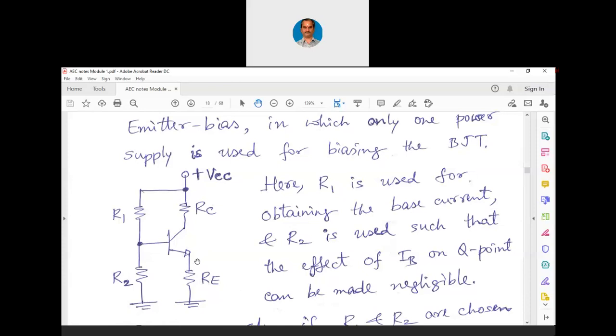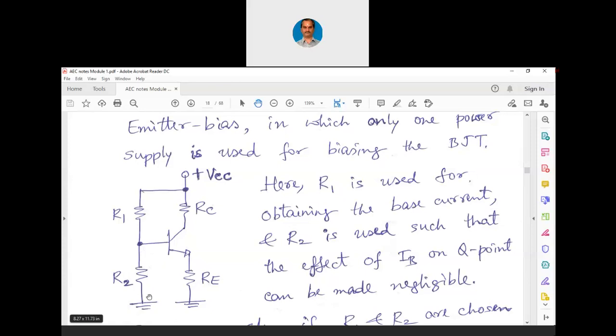Transistor will remain in active region. That was the advantage of RE. Now why are we including R2 now? We are including one more resistance from the base to ground, that is called R2. Why are we including it? Let me explain.